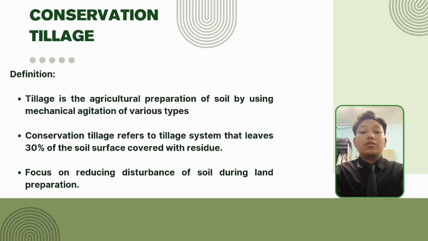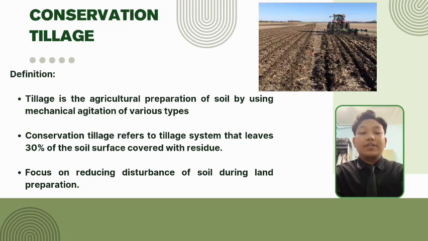Before we talk about conservation tillage, let me define tillage first. For your information, tillage is the agricultural preparation of soil by using mechanical agitation of various types such as digging, ploughing, and stirring. Okay then, let us move to conservation tillage.